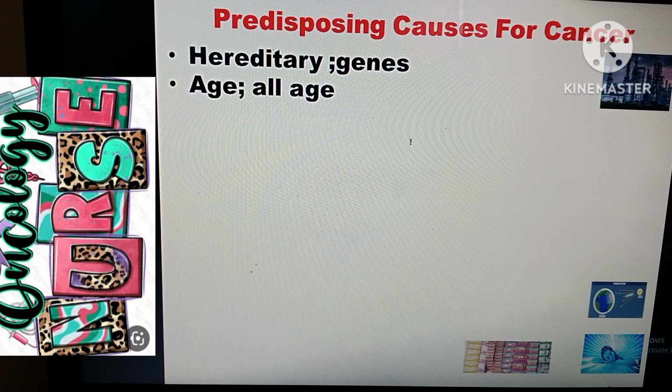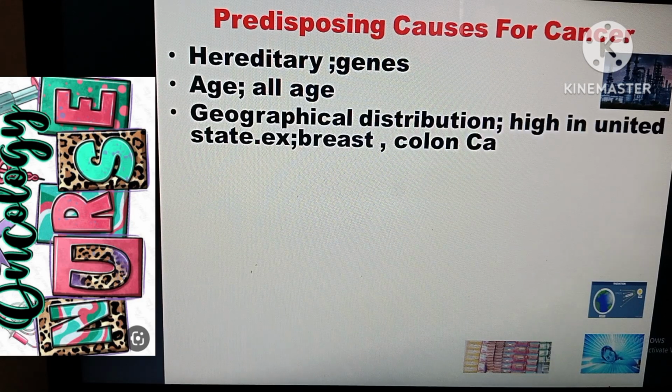Once upon a time it was said to occur only in aged people, and especially only in rich people. Now it's not like that. A newborn itself can have cancer. So all ages and all genders, male and female, are affected. It is not left out for any gender or any age. It may come at any age.